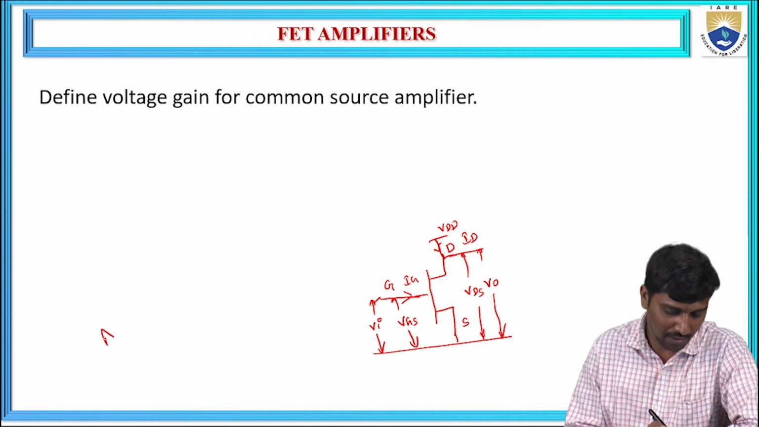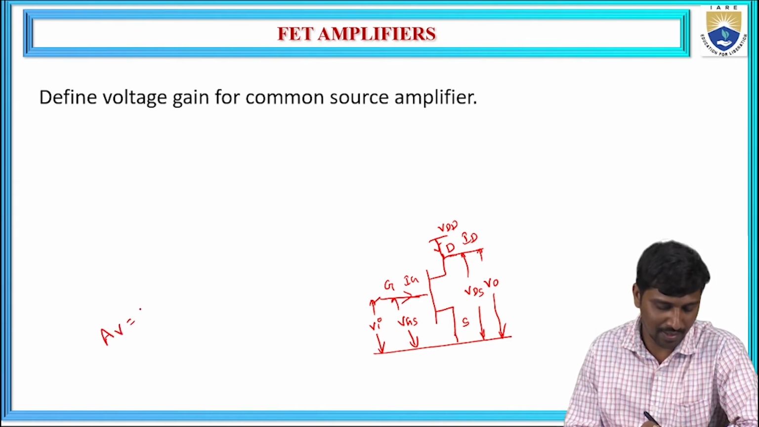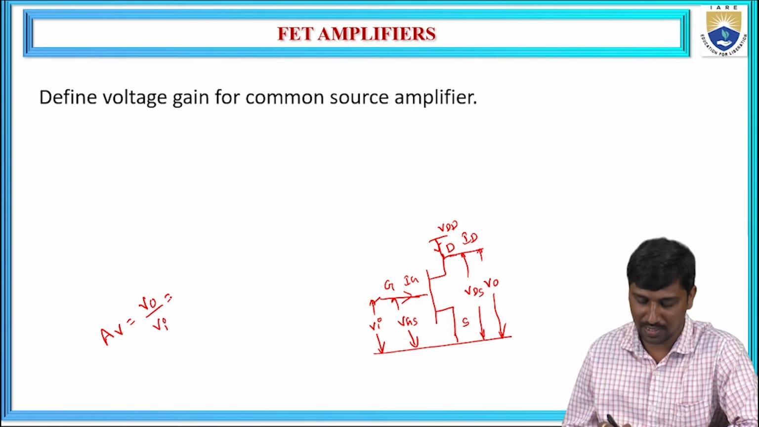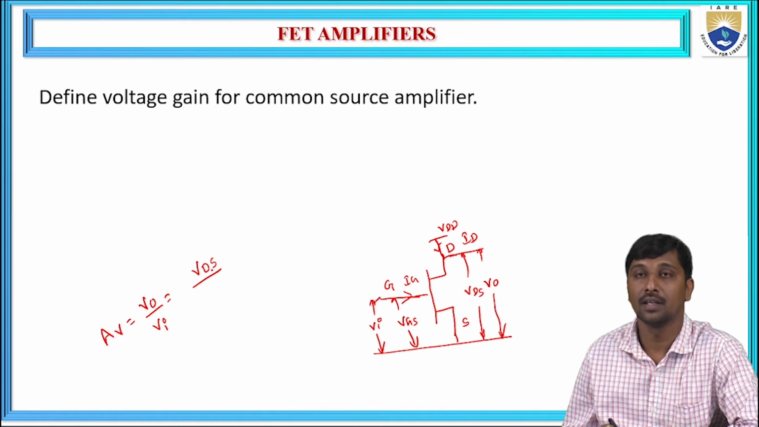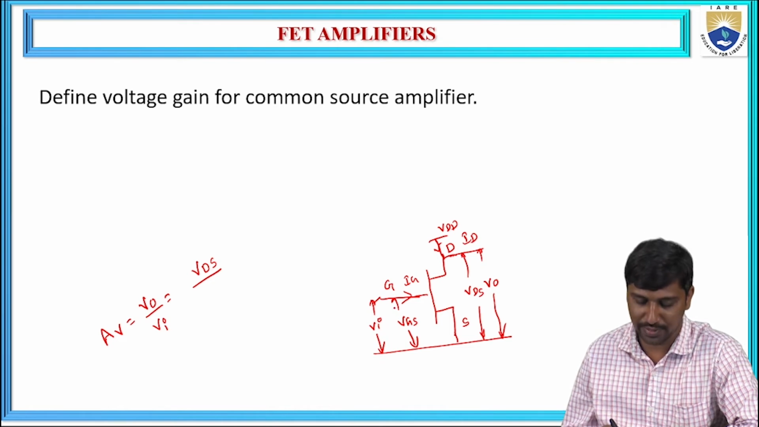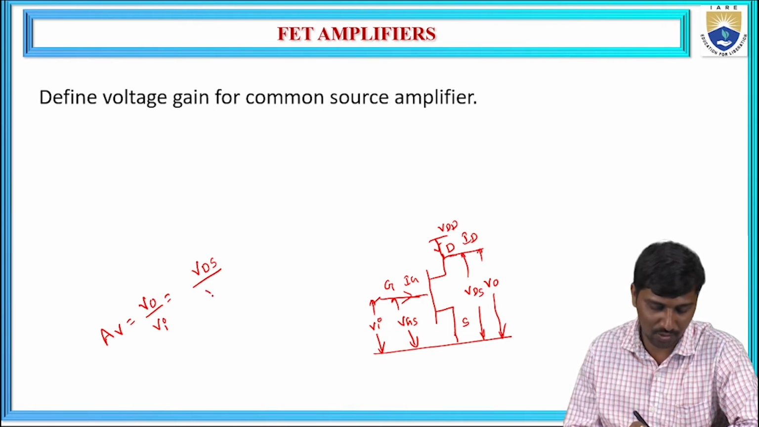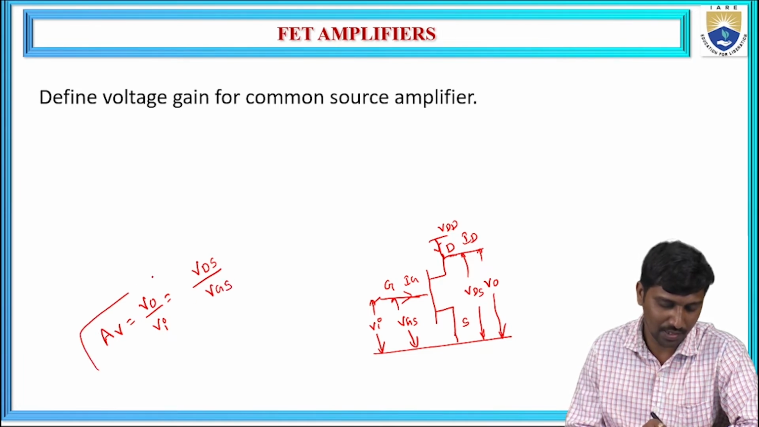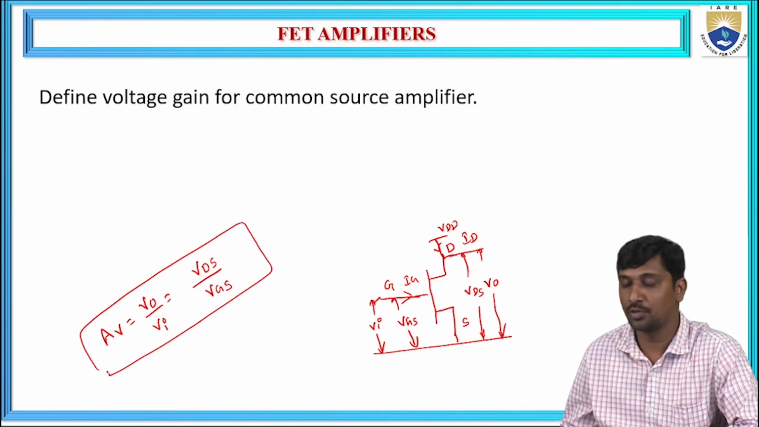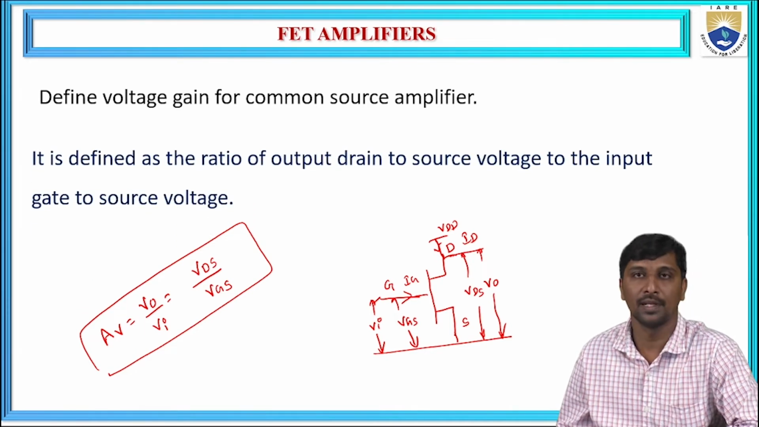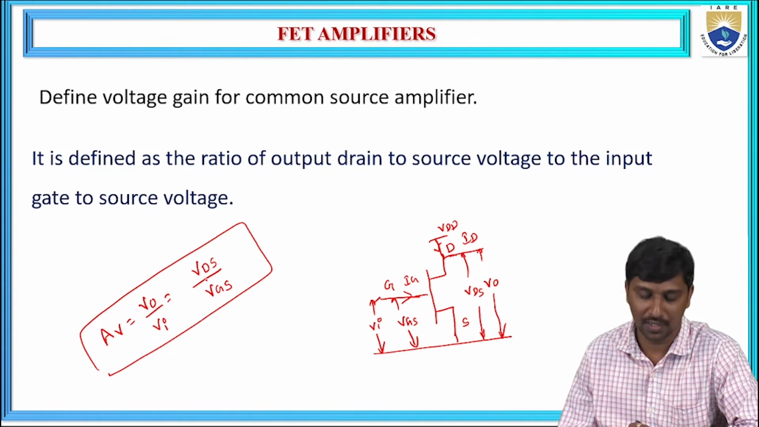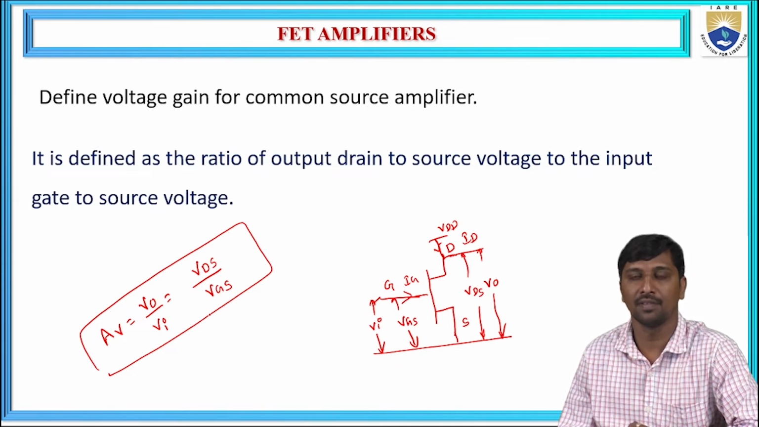Now we need to define the voltage gain. Generally it is defined as the ratio of output voltage to the input voltage. So what is output voltage? The output voltage is measured across the drain with respect to the source, hence it is defined as VDS, and the input voltage is passing through the gate with respect to the source, hence it is defined as VGS. Hence it is the ratio of output drain to source voltage to the input gate to source voltage. That is the voltage gain for common source amplifier.